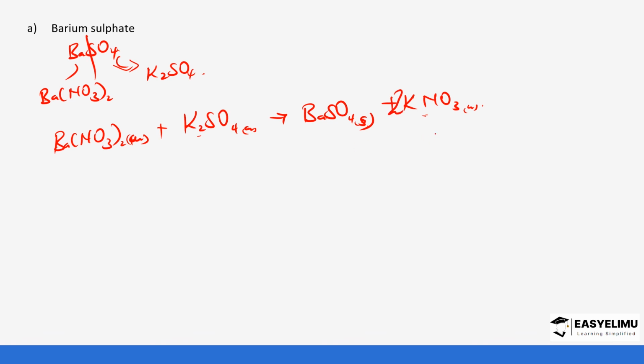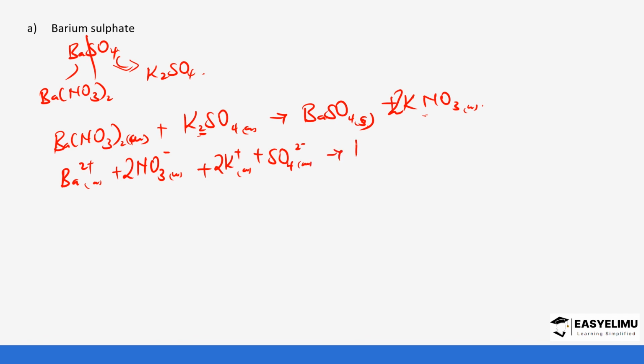So when we break this into their ions, it becomes barium. Remember, it's 2 plus aqueous, plus 2 nitrate ions. There are 2 of them. As you can see, it's in the bracket, aqueous, plus 2 potassium ions also, you can see from here, plus sulfate ions.